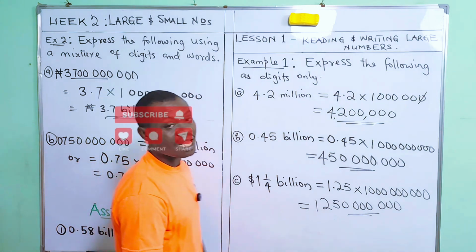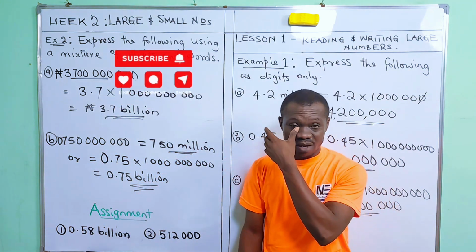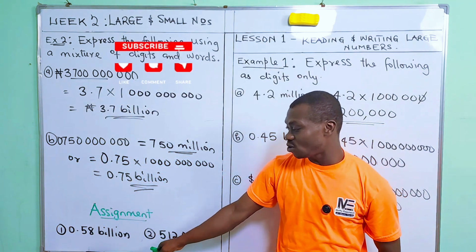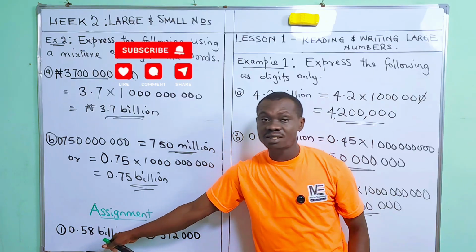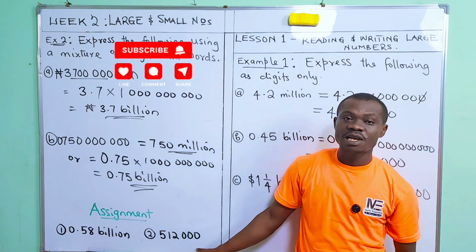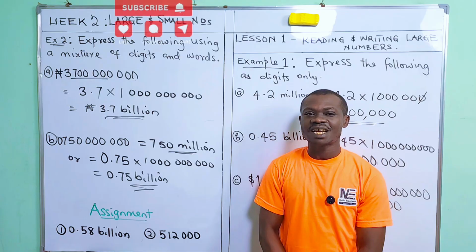And so we have an assignment, just as usual. And for every one of our classes, there will always be an assignment. So for the first one, you should write it as digits only. And for the second one, you write it as a mixture of digits and words.